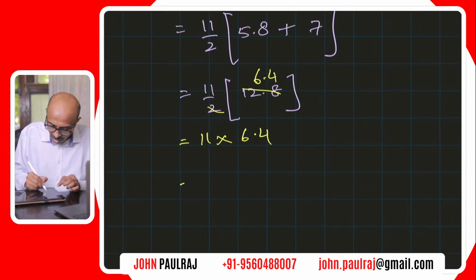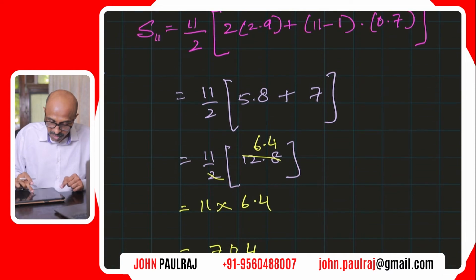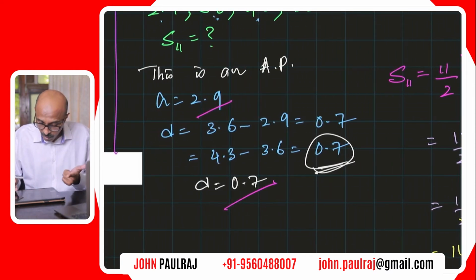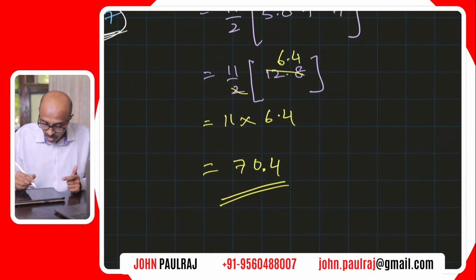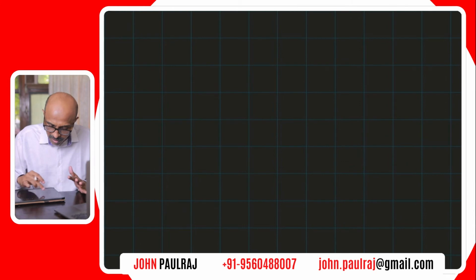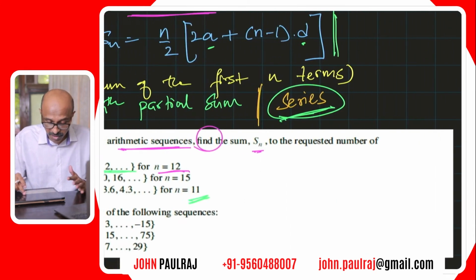Okay, and then when you multiply, you'll get 11 times 4 is 44. 11 times 6 is 66, plus that 4 is 70. So the sum of the first 11 terms of this arithmetic sequence, whose first term was 2.9 and common difference was 0.7, the first 11 terms sum up to 70.4.